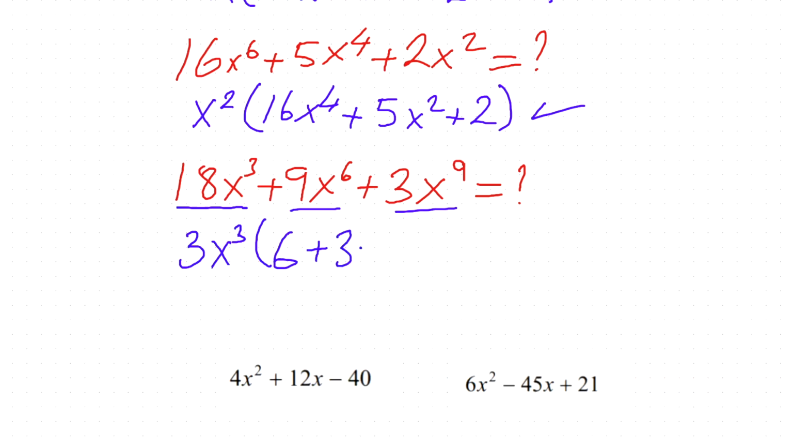X to the power of what? What am I going to put? X to the power of 6 divided by x to the power of 3. 6 minus 3 gives you 3. Plus 3 over 3 is 1. X to the power of 9 over x to the power of 3. Take away 3 from 9. You will end up with x to the power of 6. So this is your answer for this question.